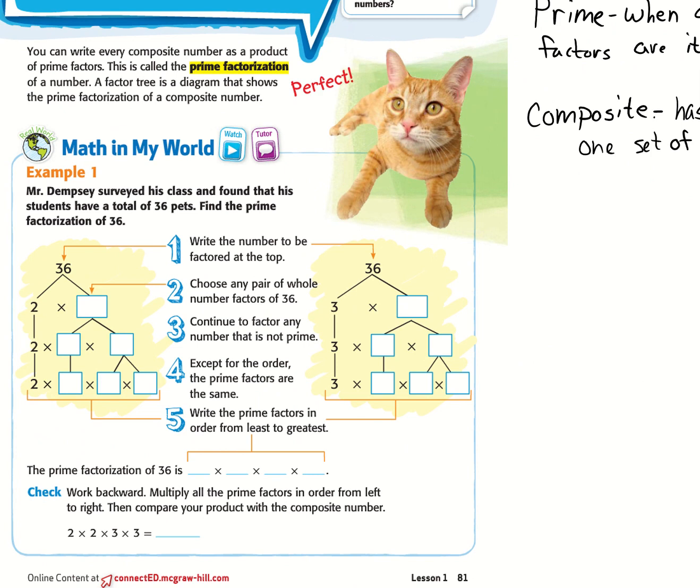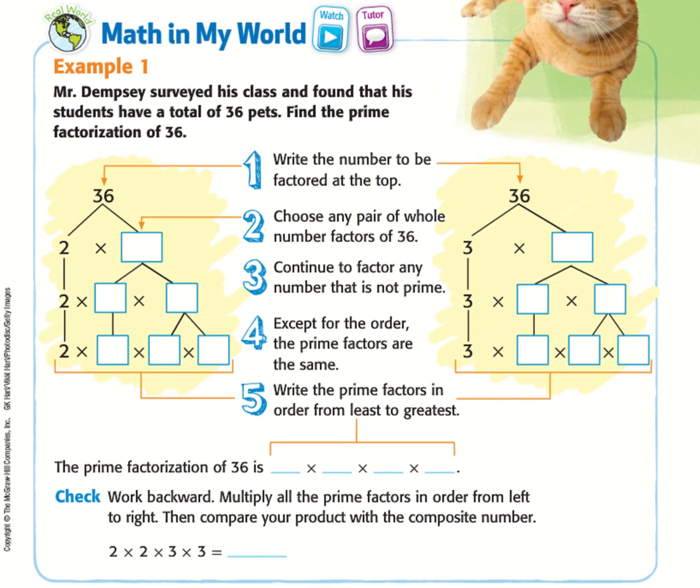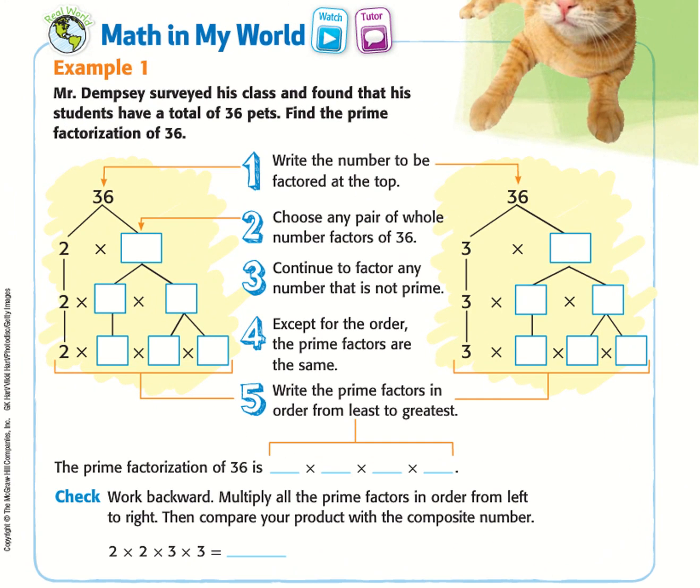So we're going to come over to example 1. It says, Mr. Dempsey surveyed his class and found that his students have a total of 36 pets. Find the prime factorization of 36. So this is step 1. Write the number to be factored on the top. And that is included right here and right here. So there's multiple ways to get 36. So step 2 says choose any pair of whole numbers of factors with 36.